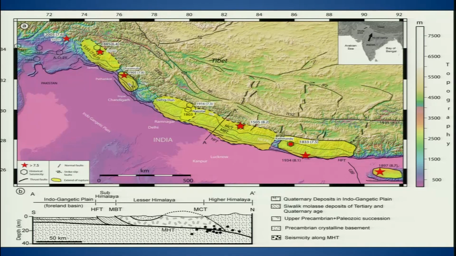Now, taking into consideration more events from this region, there is a historical record of the 1505 earthquake, and many more from the Nepal part, which I am not discussing right now. Along with that 1505, another earthquake listed in the historical record is 1803.